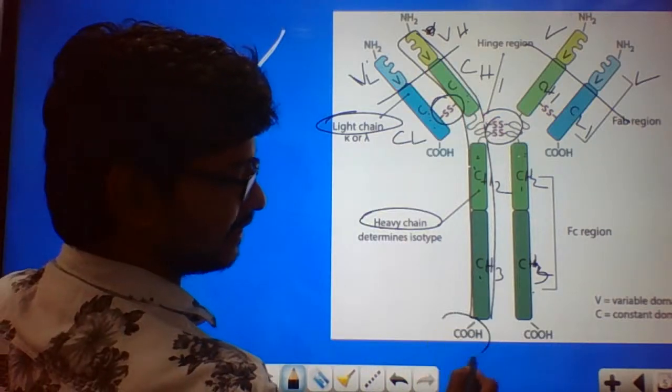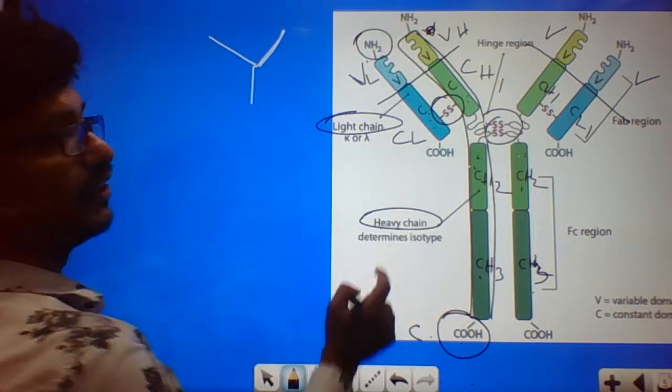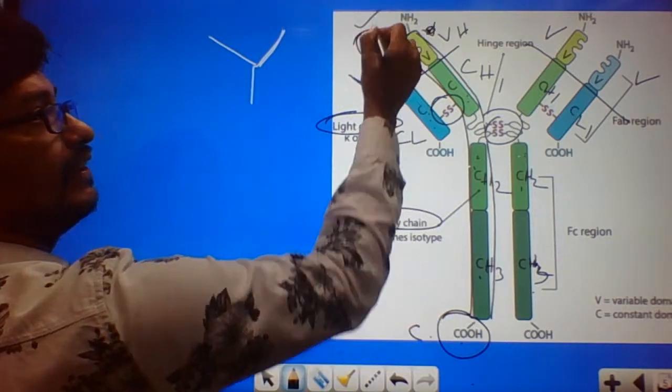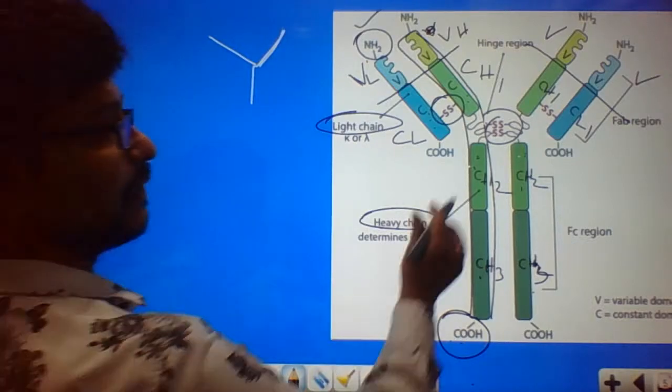இதுல வந்து C region, this is a C terminal region, and this region is called as NH2 region. Two regions. This region we have NH2, and this region we call it as a COOH region.